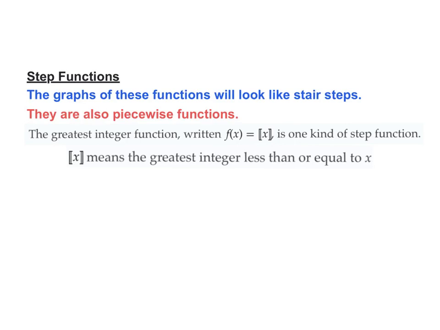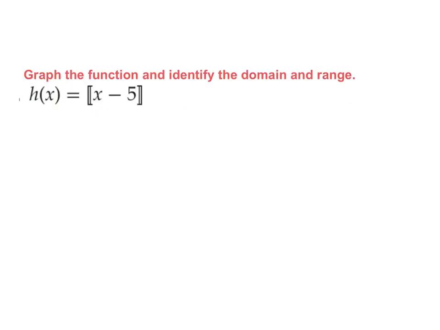Should we look at an example? Perfecto. Here we go. Here's an example. Graph the function, identify domain and range. So, h of x, remember, think of this like it's y. Y equals the greatest integer function of x minus 5.